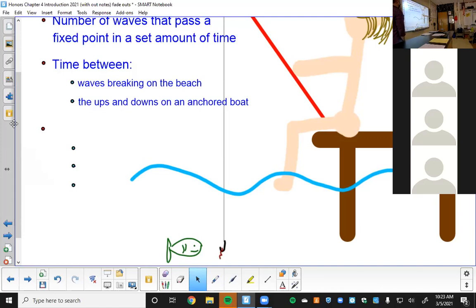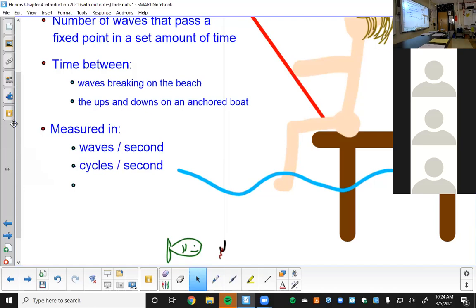So when we're describing waves, we've got to come up with a measurement system for that. And it is going to be related to this statement right here, the waves per time. There's actually a lot of different ways you can express it. Waves per second would be a very reasonable way of expressing the frequency. Cycles per second. Not a bad way to go either. A wave cycle per second.